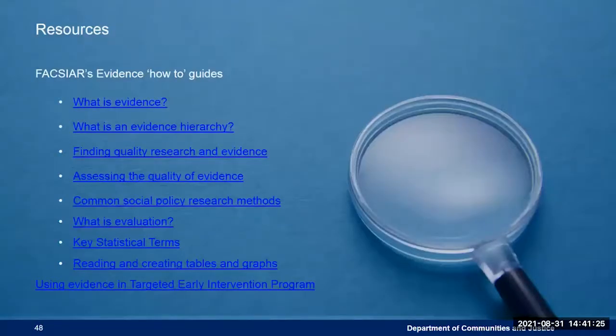So these are our how-to guides that I've used a lot today. What is evidence? What is an evidence hierarchy? Finding quality research and evidence, assessing the quality of evidence, common social policy research methods. And I've actually thrown 3 additional ones in: what is evaluation, key statistical terms, and reading and creating tables and graphs. The other one, which Katie Blair, my colleague in TEI, has been part of developing, has a lot of really useful information about evidence too. Using evidence in targeted early intervention.